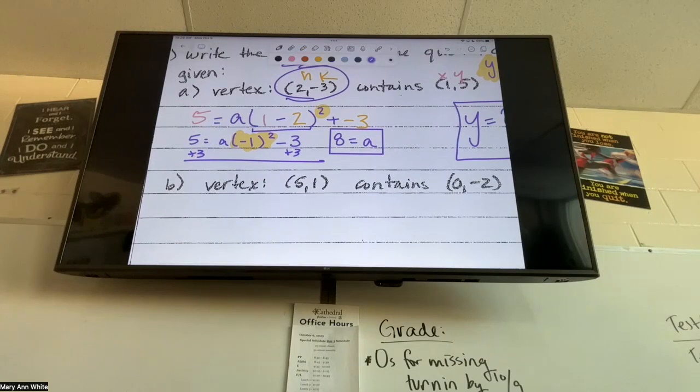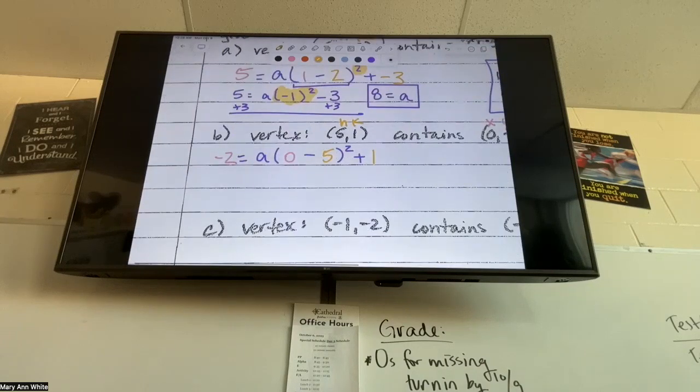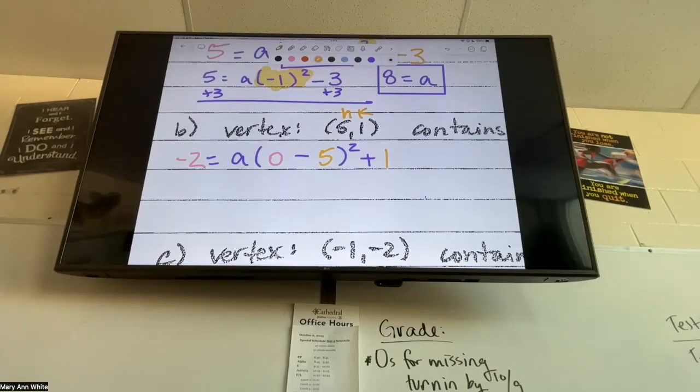So again, I'm going to label my vertex as h and k. I'm going to label the point that it contains as x and y. And I'm going to go use my vertex form equation. I'll say y equals a times x minus h squared plus k. So my y goes first, it goes -2 equals a times 0 minus 5 squared plus 1, which is k. Again, I'm just being dramatic with the colors, but that might be helpful to you to know what goes where.